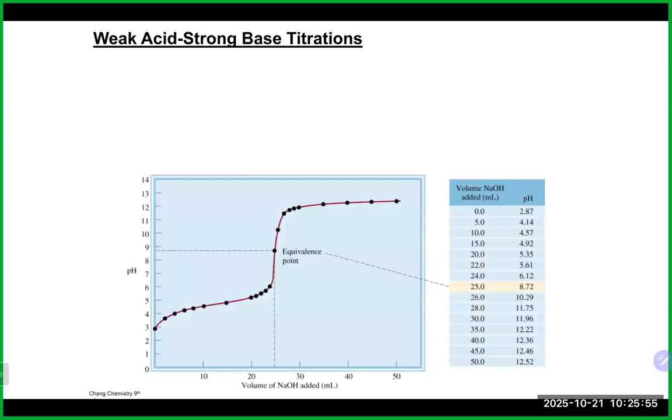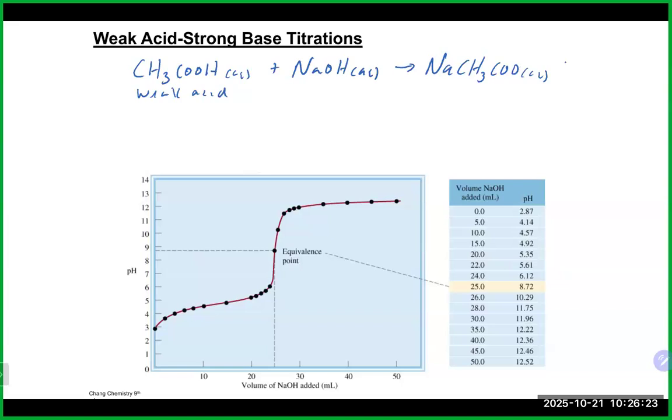All right, so we're going to then continue on and talk about the next type of titration. It's going to be a titration of a weak acid with a strong base. So in this case, something like acetic acid, which is a weak acid, and sodium hydroxide, which is a strong base. And again, that's going to give us some sodium acetate and some water in this case here.